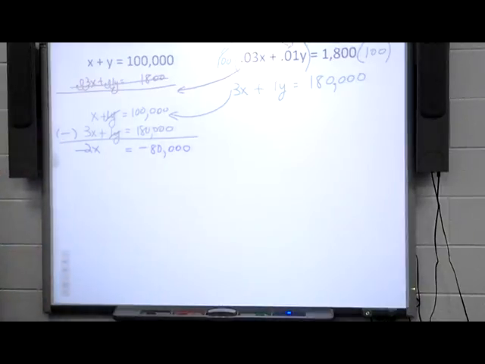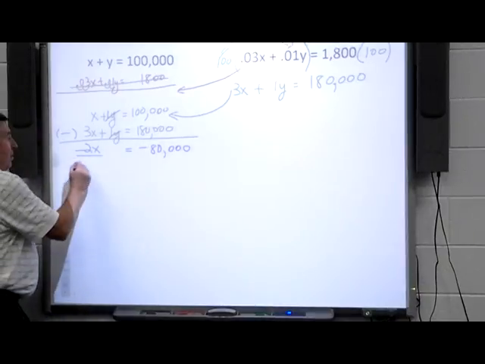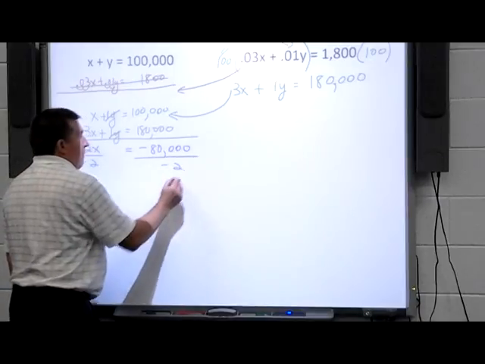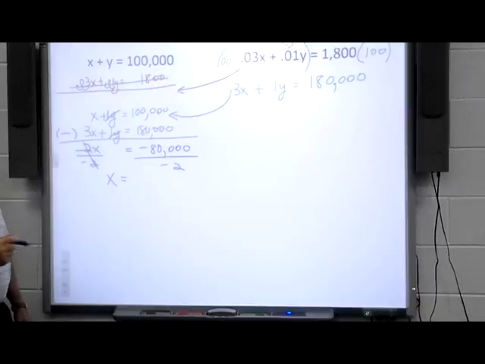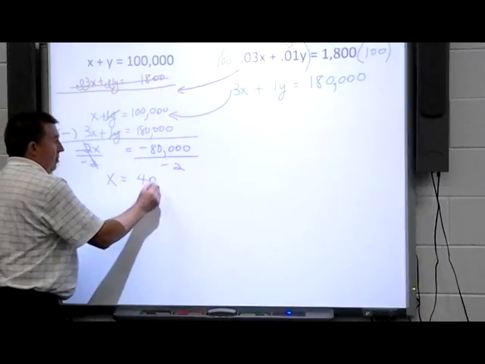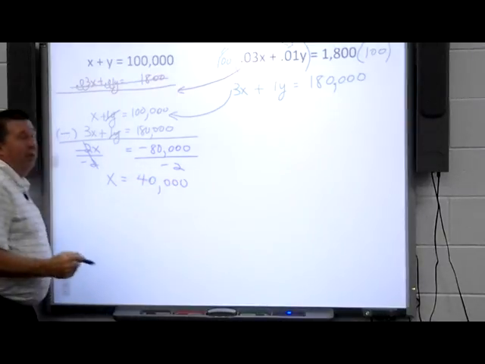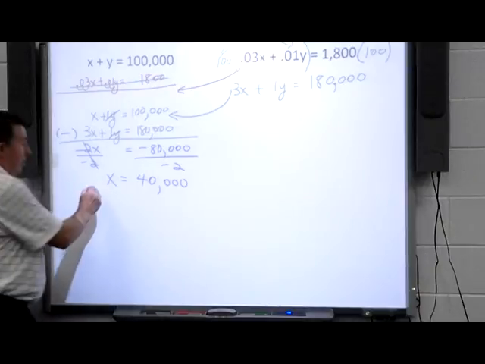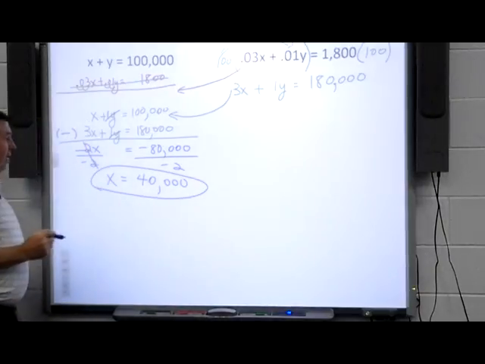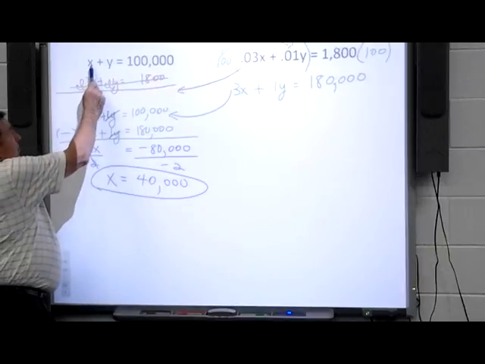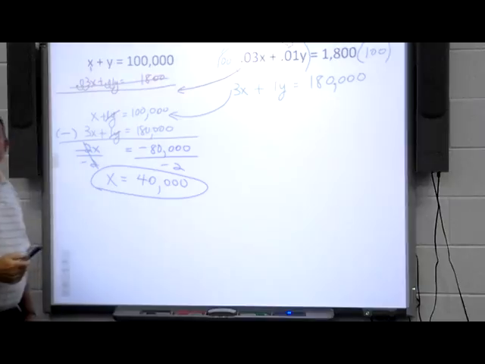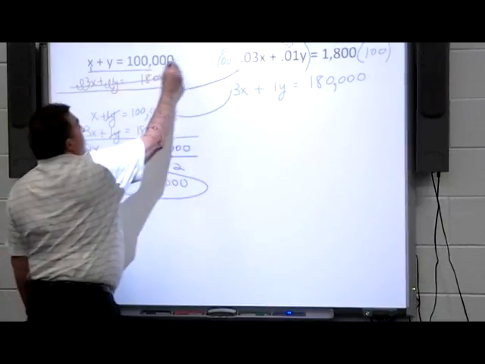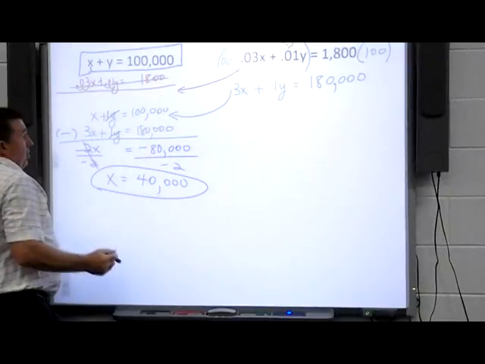To solve for x, I'm going to divide by negative 2 on both sides. Negative 80,000 divided by negative 2 is 40,000. Again, congratulations, you have half the answer. I can take that x and substitute it back into this equation, or that one, or even the one I made. It does not make any difference. You put it in any one you want, and you'll get the same answer. I think for this purpose, this one looks the easiest, so I'm going to choose it.